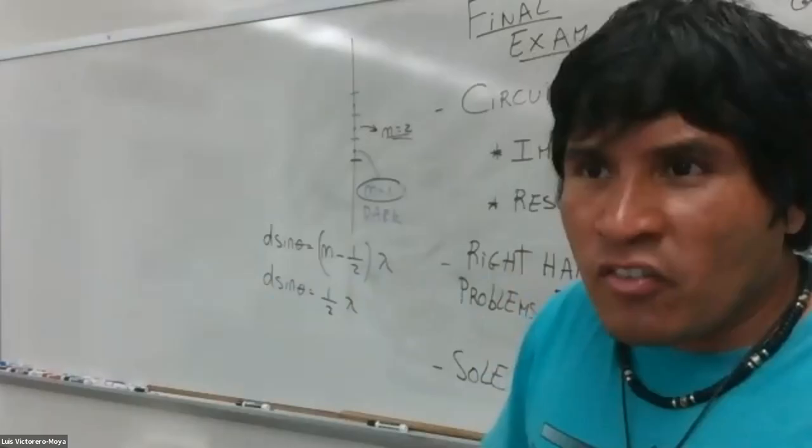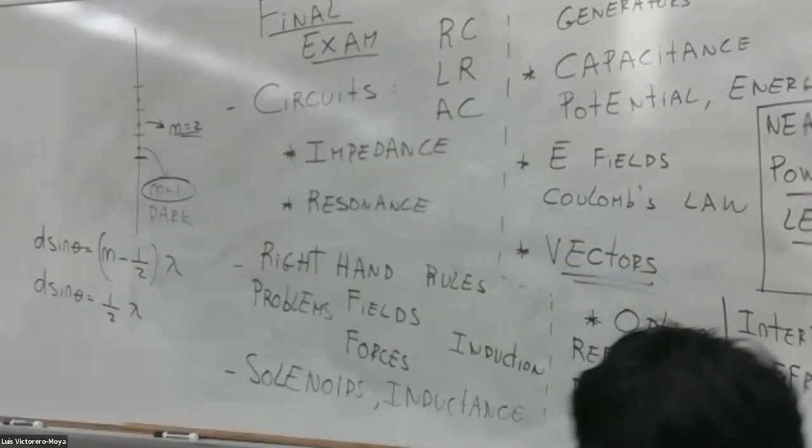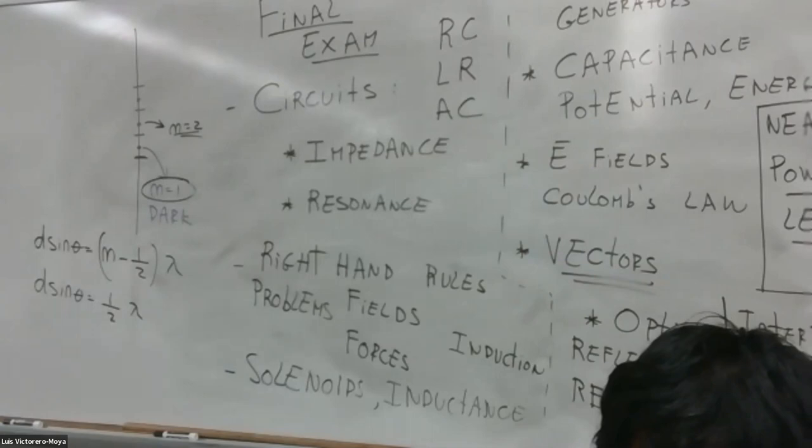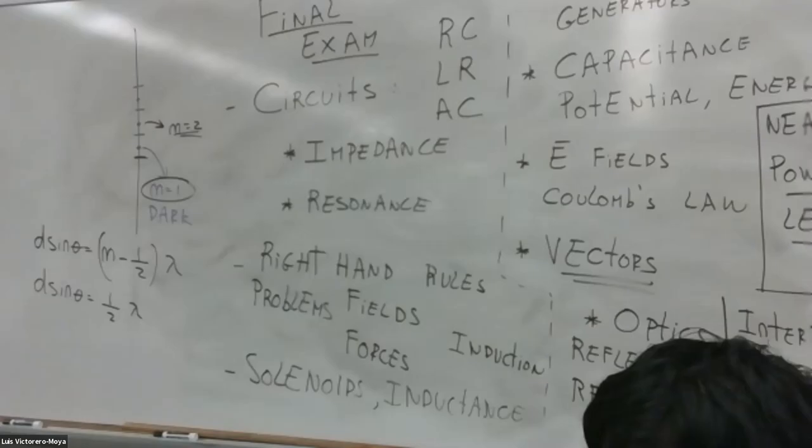Thank you. Right? But 90% of the problems are always with bright fringes, because in real life, that's what you see. When you do this in the lab, you don't see the dark fringes. You see the bright fringes. But you know the dark fringes are there. Is there anything I'm forgetting that we did this?